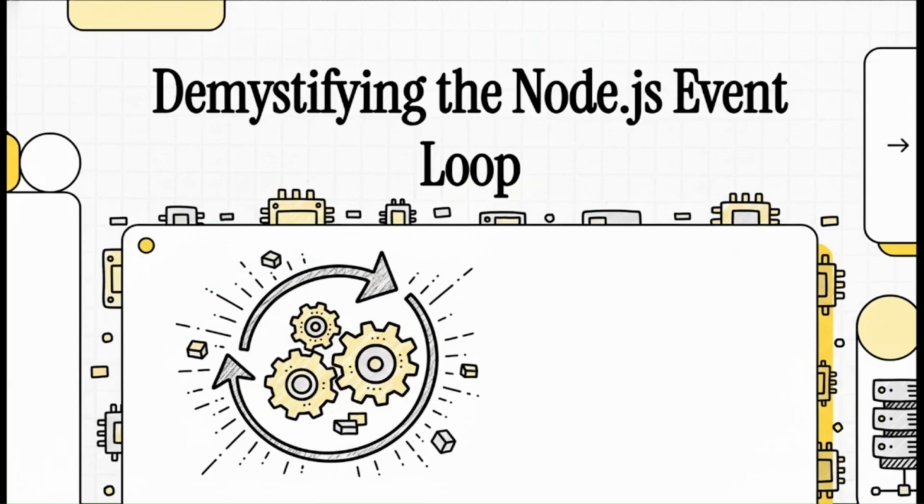Alright, let's dive in. Today we are looking behind the scenes at one of the coolest and honestly most confusing parts of Node.js, the event loop. It is the absolute magic ingredient that makes Node so incredibly fast. So let's get right to it.